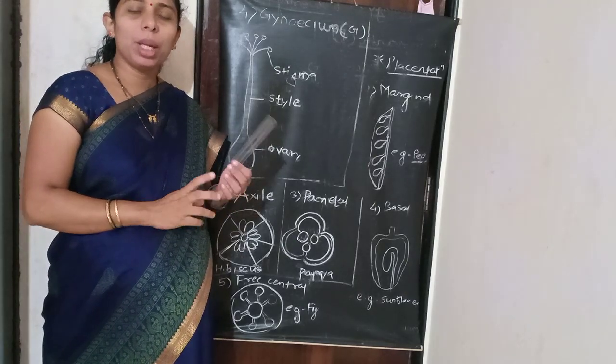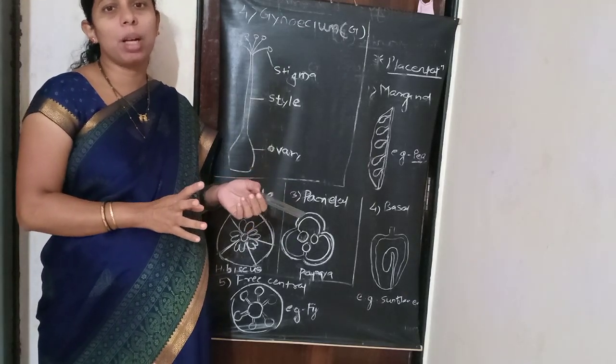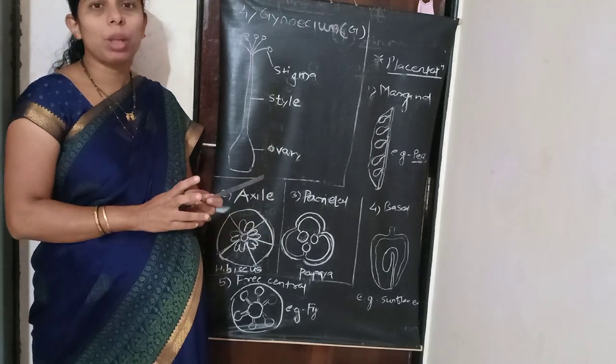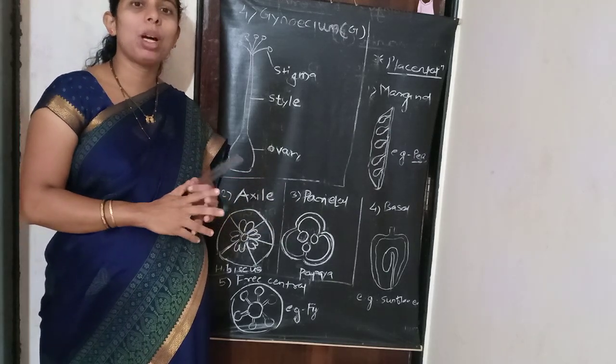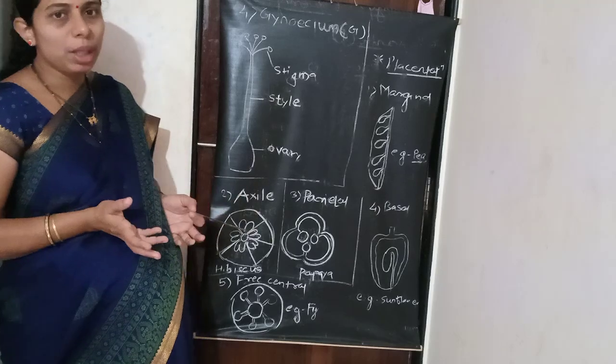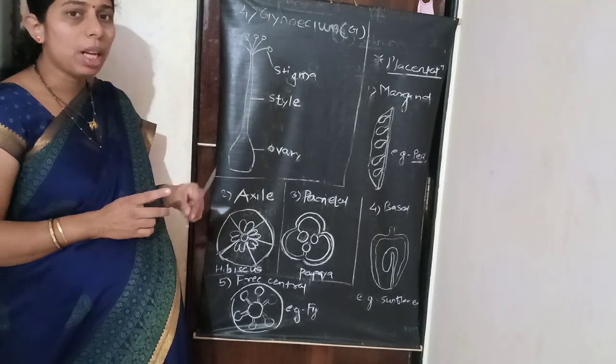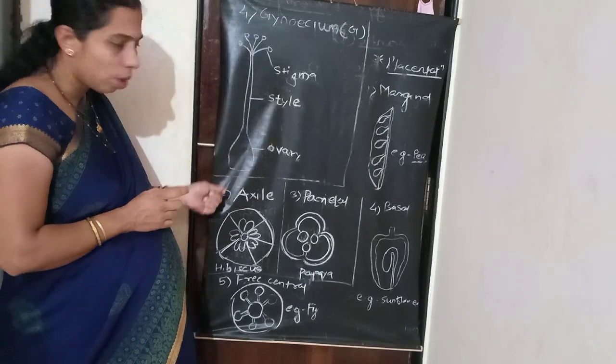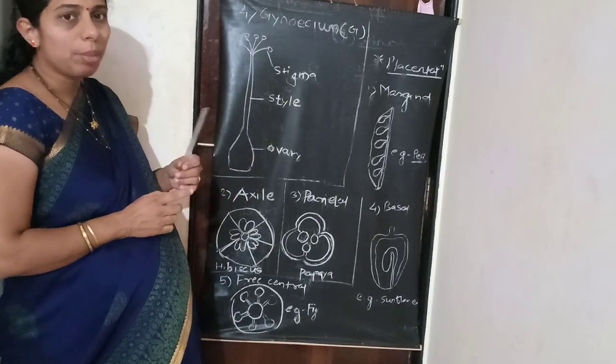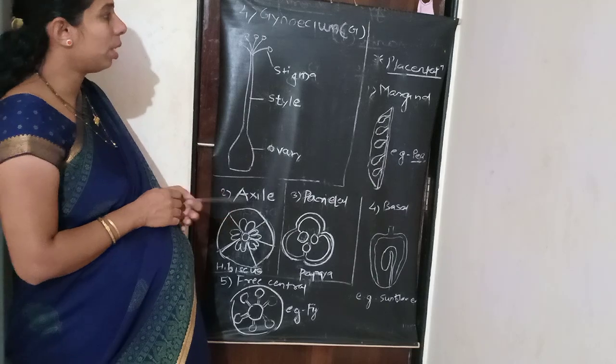When there are many carpels, it is called the syncarpous condition, and when the carpels are free from each other, it is called the apocarpous condition. Syncarpous means many carpels are there. Apocarpous means a single carpel is there. An individual member is called a carpel, and many members are called the syncarpous condition.